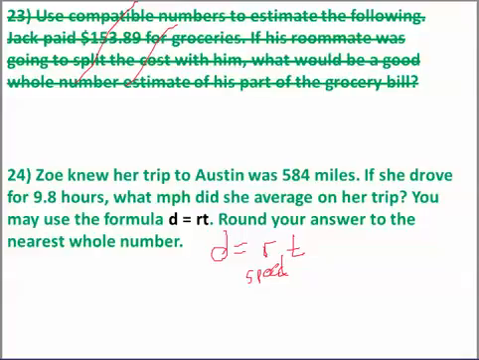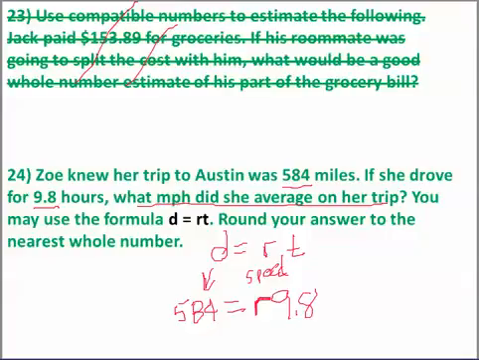And let's look at our numbers and see if we can figure out what they want us to do here. Zoe knew her trip to Austin was 584 miles. 584 here seems like a distance to me, so I'm going to put it in for that D. Equals some rate, and I think I'm being asked what rate, what miles per hour did she average on her trip? So it's the miles per hour, the speed, or the rate that I'm being asked for. I'll leave that as an R. And it tells me it took her 9.8 hours to get there, 9.8.